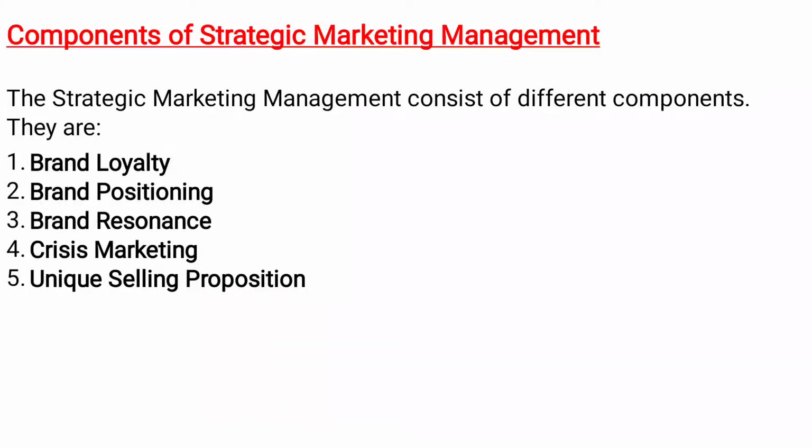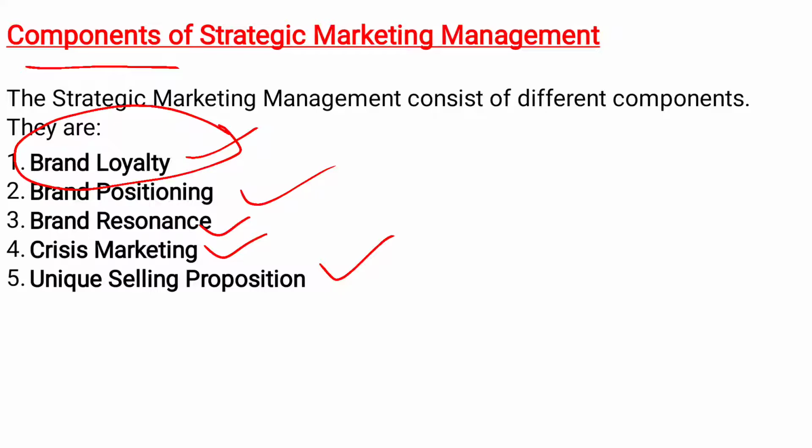Hello my dear students, in this video let's study about components of strategic marketing management. That means let's study the elements of strategic marketing management. The strategic marketing management consists of different components. They are brand loyalty, brand positioning, brand resonance, crisis marketing, unique selling proposition. In this video, first let's study about brand loyalty.